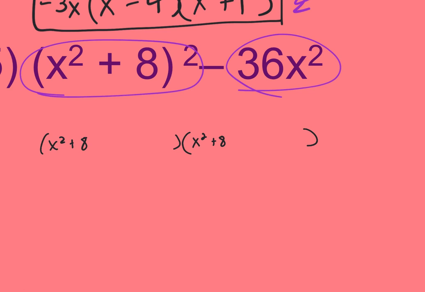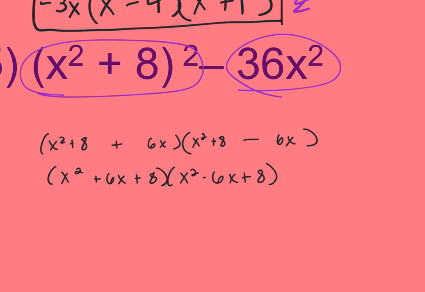What's the square root of 36x squared? 6x. One gets a plus and one gets a minus. Now there are 2 trinomials there, so I'm going to put them in the order that we should have them, decreasing degree. X squared plus 6x plus 8. X squared minus 6x plus 8. And I'm going to see if either of these can be factored.